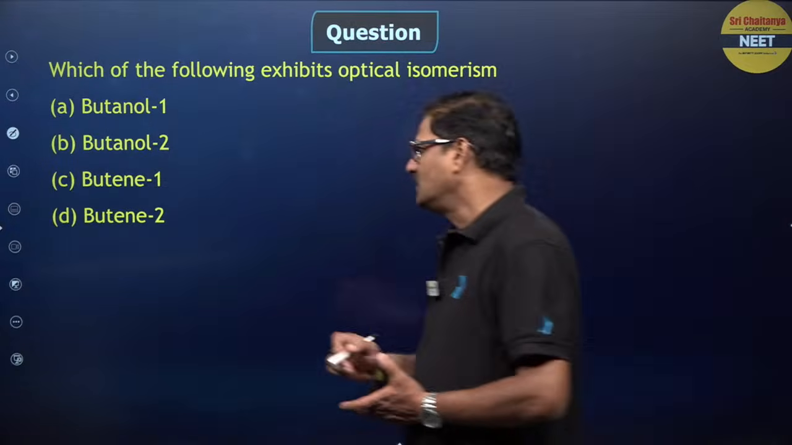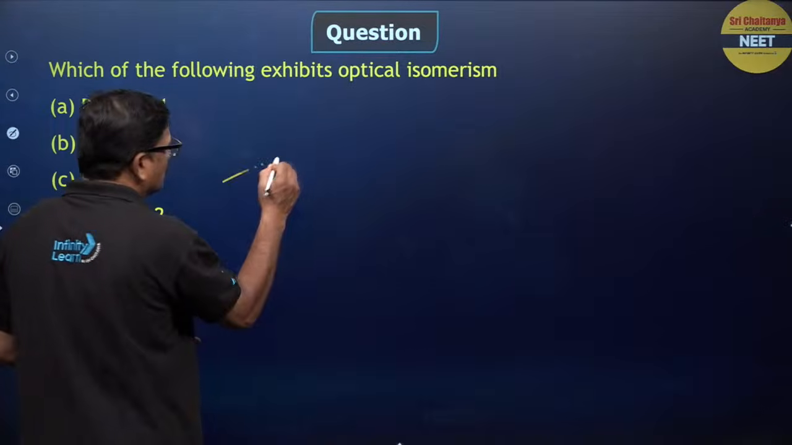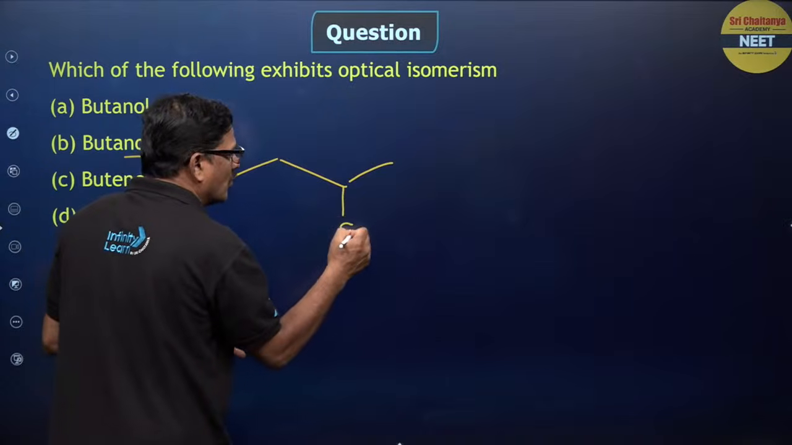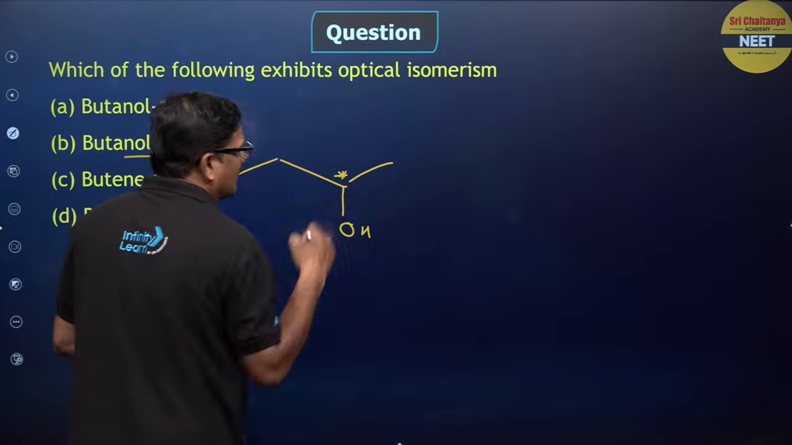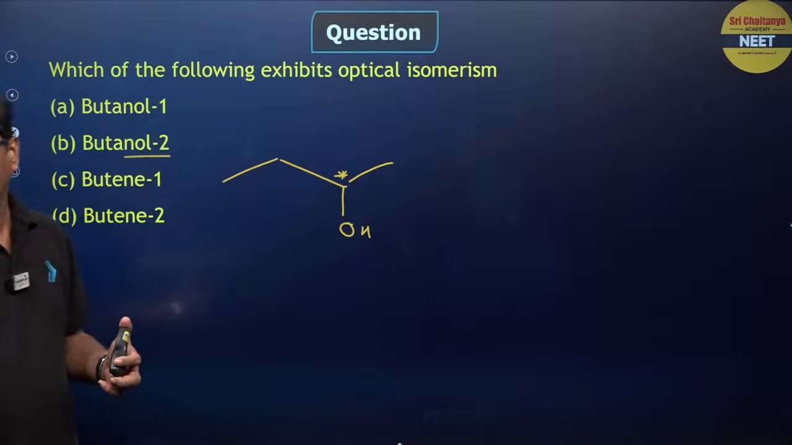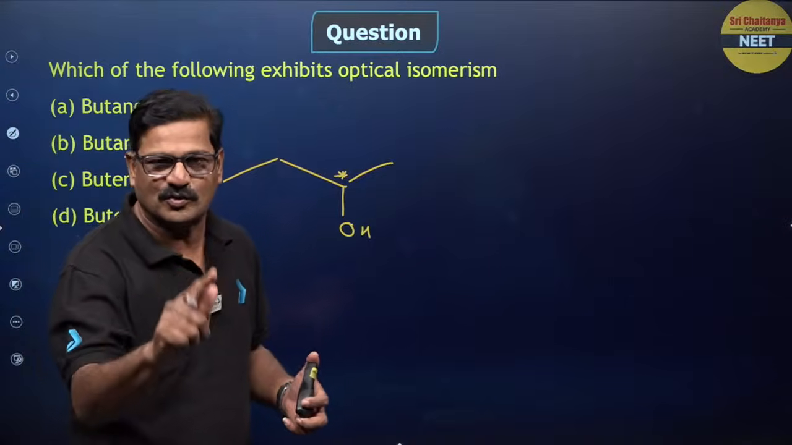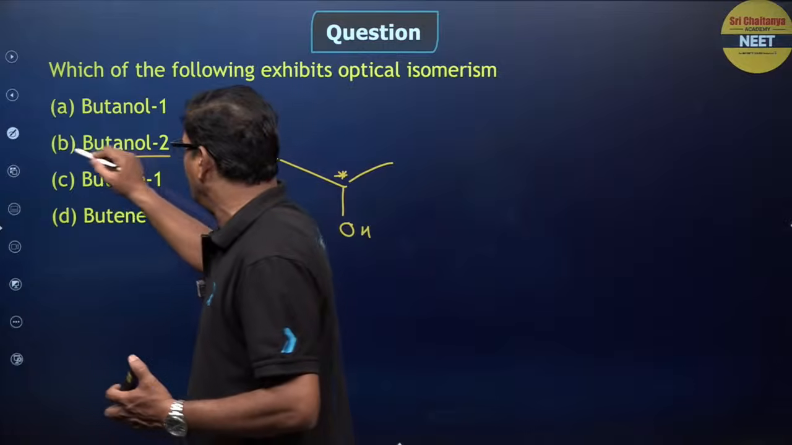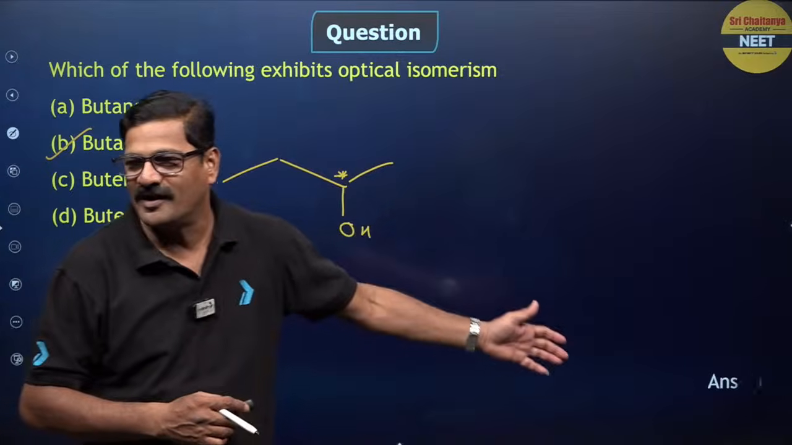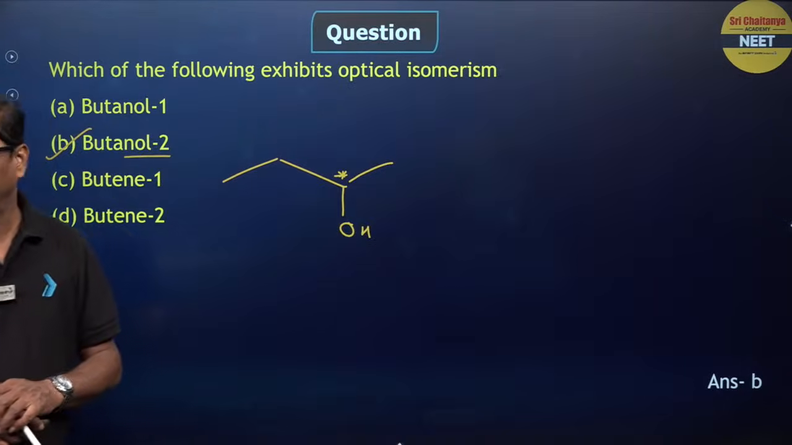So, Anjali Gupta, if you talk about butane 2-ol, you are going to get a chiral center. Whenever a molecule has one chiral center, it is going to be optically active. My answer for this question is option 2.